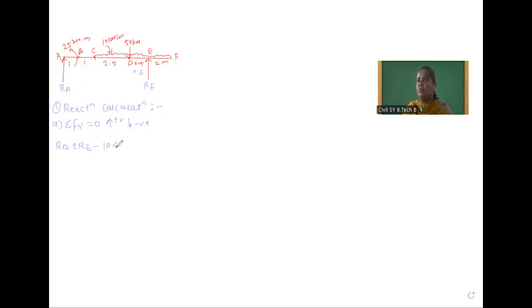So minus 10 into, you tell me the perpendicular distance for this. 3 or 5? 2.5 plus 0.5 is 3 meter, and after that 2 meter. That means 5 meter. Okay. So 10 into 5. And then this 50 kilonewton going downward, so minus 50, which is equal to 0. Now you calculate this. RA plus RE is equal to 100 kilonewton. This is our equation 1.